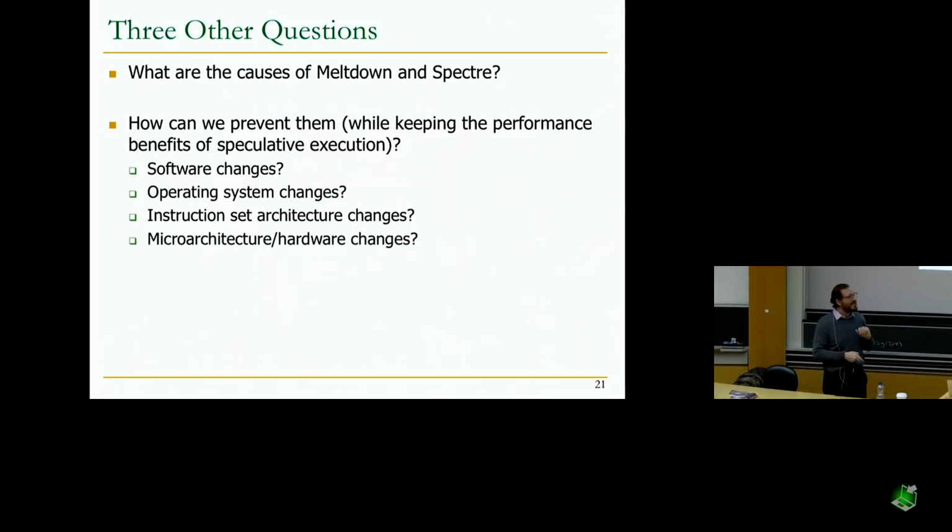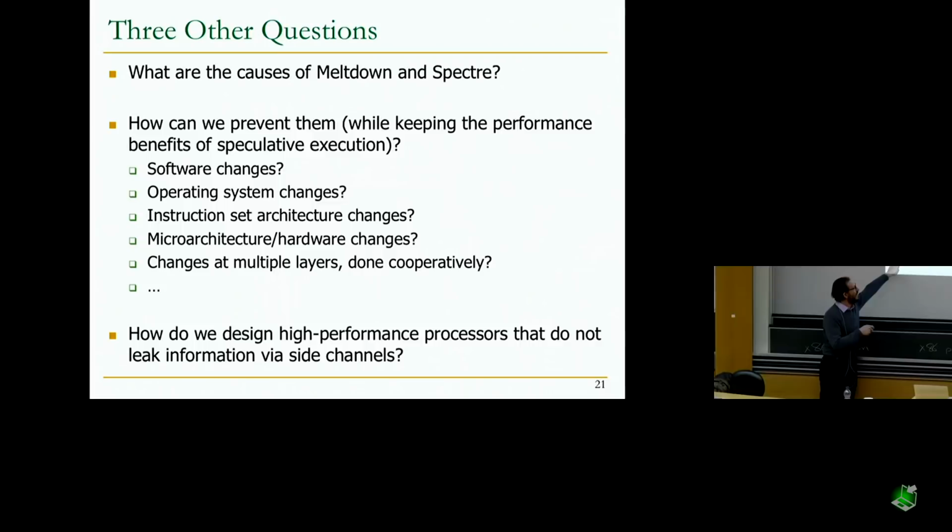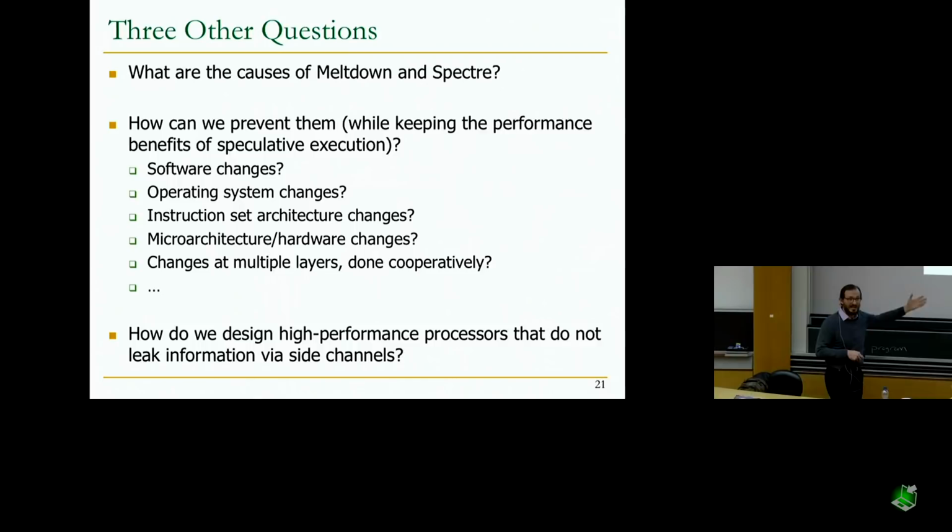Microarchitecture, hardware changes. Do you change at multiple layers cooperatively? Well, I'm not going to answer any of these questions at the moment. And how do we design high-performance processors that do not leak information via such side channels? That's actually a research question at the moment, but it requires people to understand what's going on across the stack.